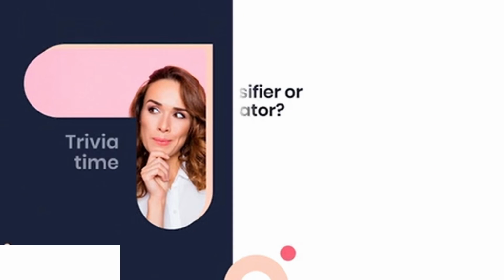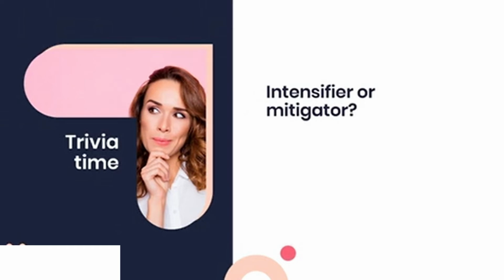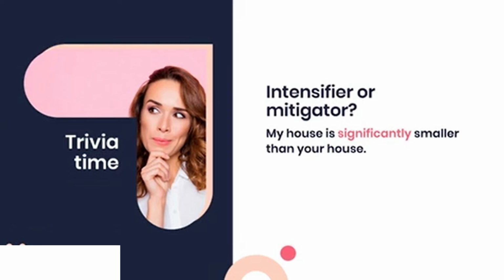Now it's trivia time. Is the word in pink an intensifier or mitigator? My house is significantly smaller than your house. It's an intensifier. This is an intensifier I haven't taught you. It serves to emphasize the difference between the house sizes.